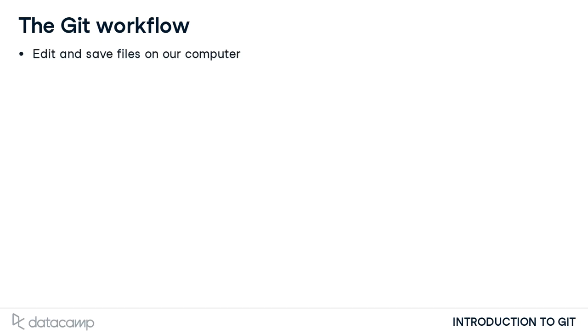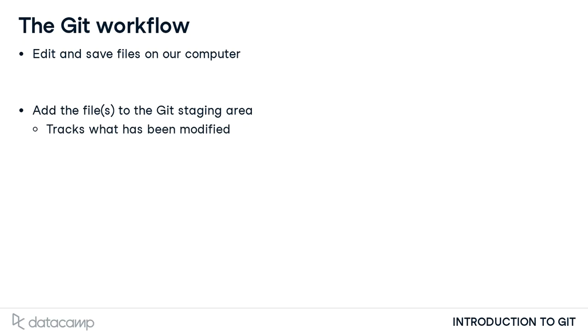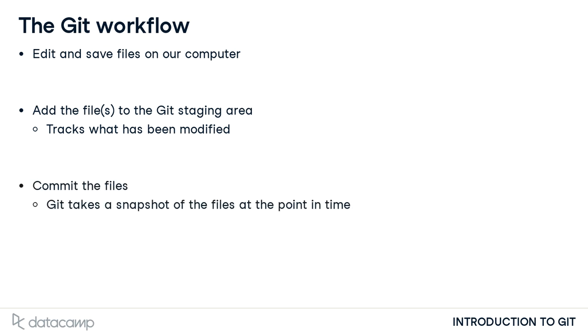First, we edit and save one or more files to our computer, as usual. Next, using Git, we add the file or files to a staging area. The staging area is created when we initialize a Git repository, and it keeps track of what has been modified. Lastly, to save the files using Git, we make a commit. When we make a commit, Git will take a snapshot of the files at that point in time.